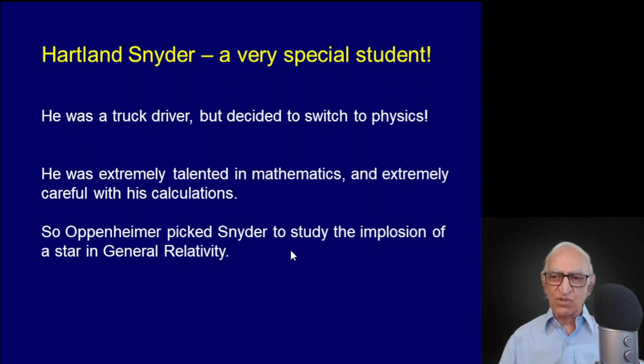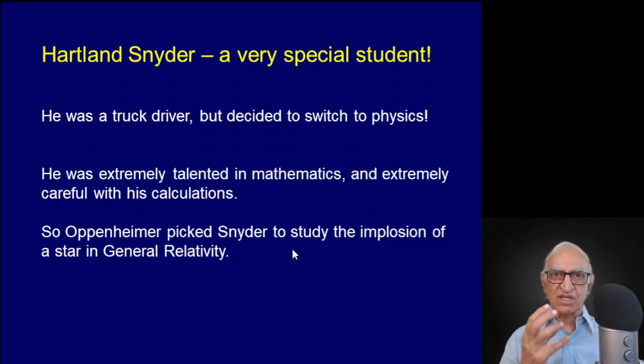What they did was to study the implosion of a star in general relativity. This is a hard problem. And Oppenheimer told Snyder to do this exactly without making any mathematical approximations in the calculations. But he did allow him to make some simplifying assumptions about the nature of the collapsing star.